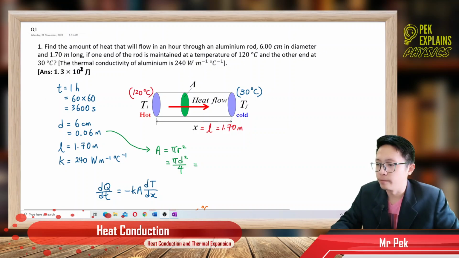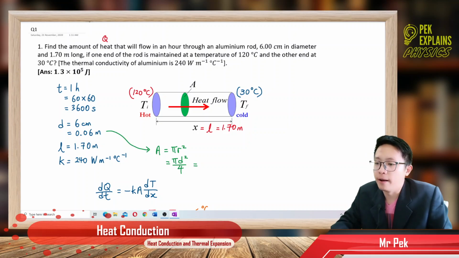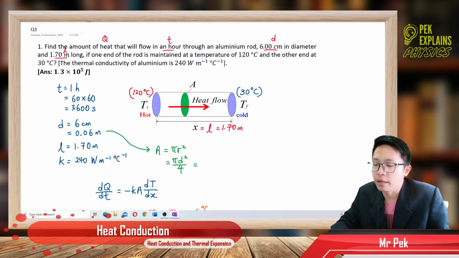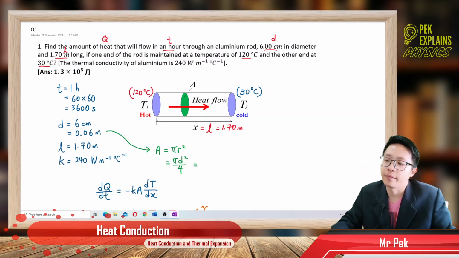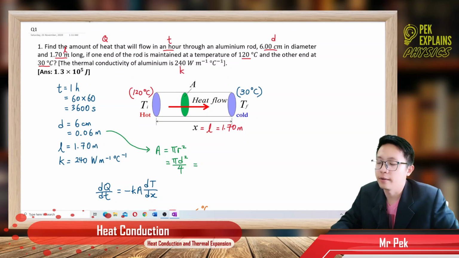So the question asks for the amount of heat. That means he asks for the Q. Time taken is 1 hour. This is an aluminum rod, and 6 cm is the diameter. We have the length of the rod, 1.7 meter. Then he gives us the temperature, a hot end and a cold end. And the thermal conductivity of aluminum, this is K, 240.